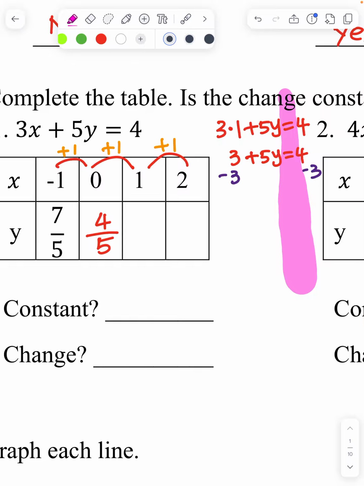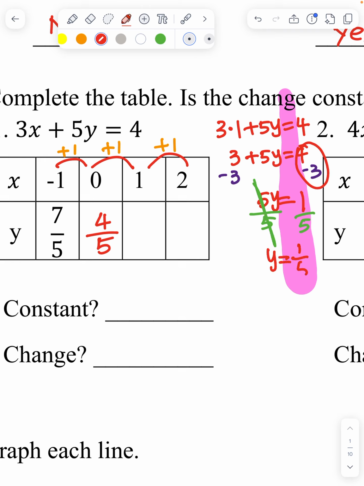Okay, now 3 minus 3 is 0. So we only have 5y left. 4 minus 3, that's 1. And then divide both sides by 5. 5 divided by 5, they cancel out. So y equal to 1 over 5, 1/5. Okay, last one.